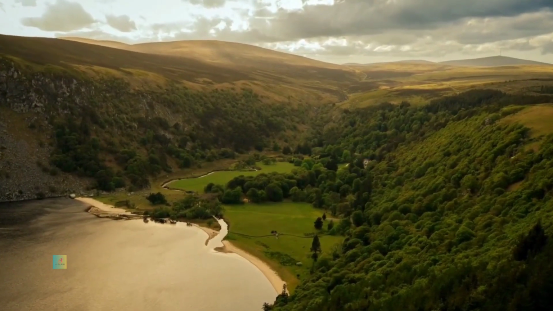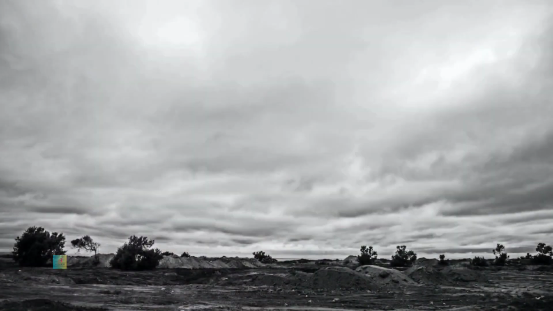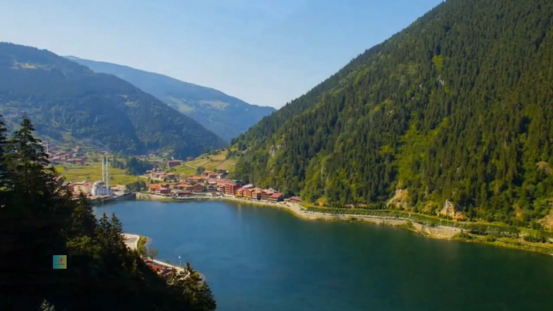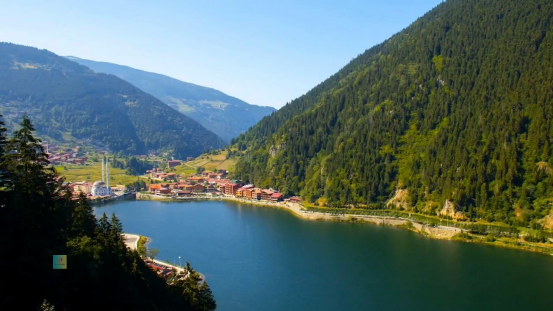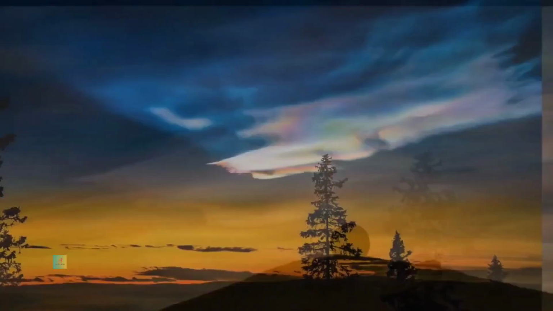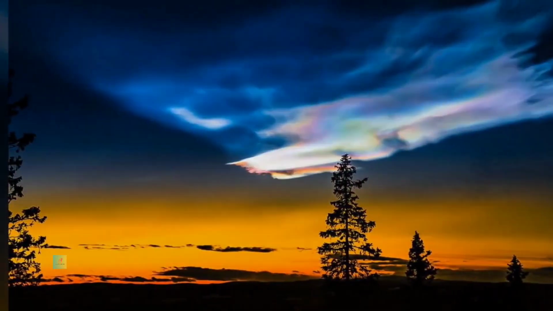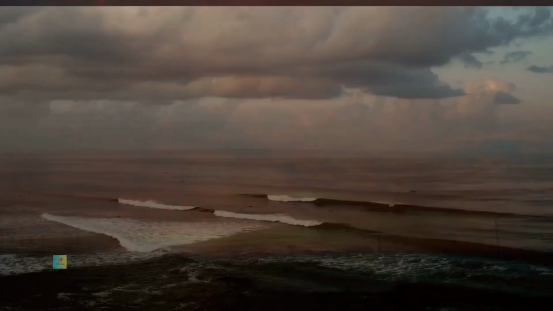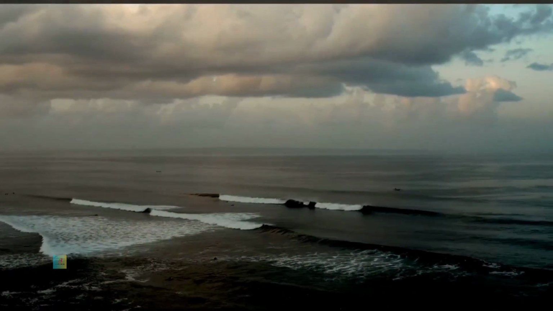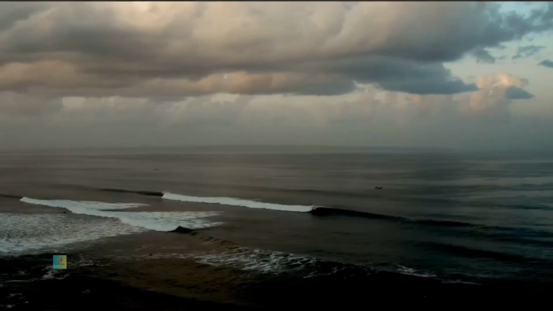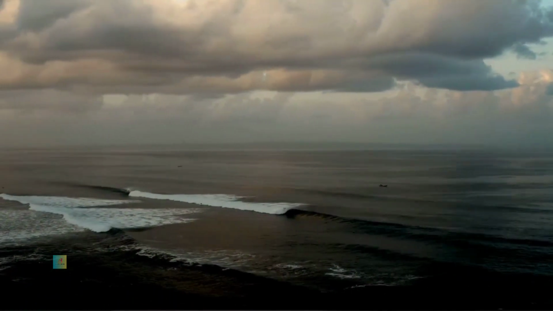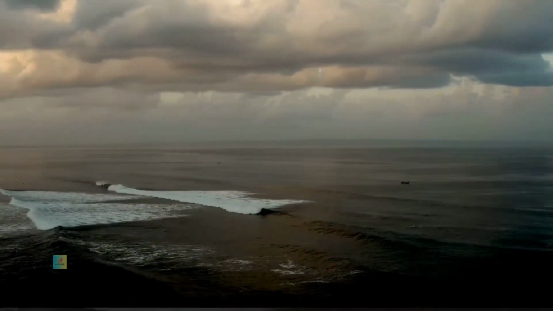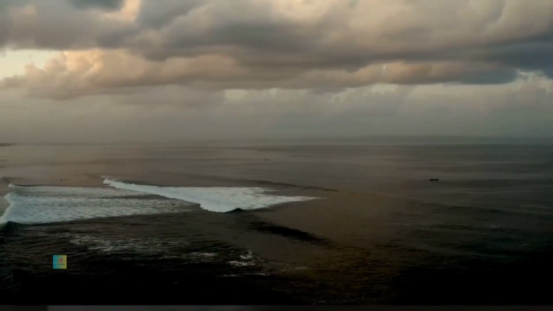Cloud formation is not confined to the troposphere, the lowest layer of the Earth's atmosphere. Polar stratospheric clouds, PSCs, form in the stratosphere, particularly in polar regions. PSCs play a crucial role in the depletion of ozone. Chemical reactions on the surface of PSCs contribute to the release of compounds that in turn lead to the breakdown of ozone molecules, contributing to the formation of ozone holes.